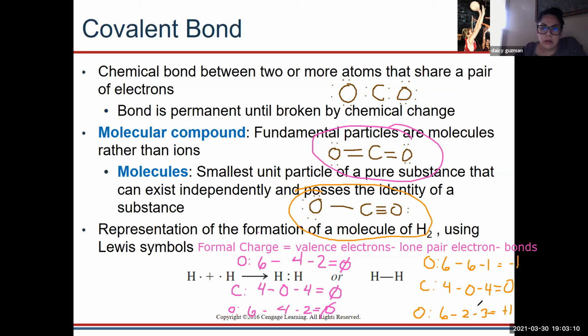Okay, so which one is better, the pink or the orange? The pink. That makes sense. So that's the reason why that one is a better choice. Again, those are called formal charges. Everybody got that down? And you have a few questions on your homework.